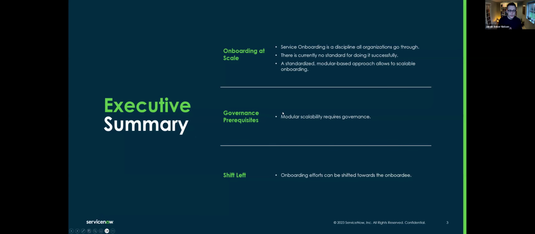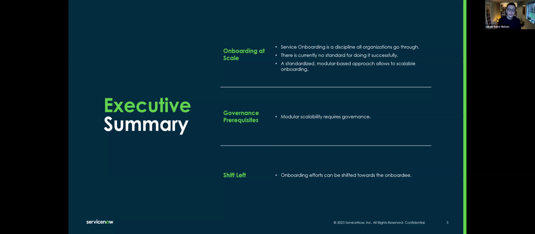From 10,000 feet above, an executive summary. This framework here, as mentioned, all enterprises will be going through a service organization onboarding at one time or another. I am yet to find any standards for successfully doing so. So I'm proposing a modular, standardized way of doing this, allowing us to do it in a scalable fashion.